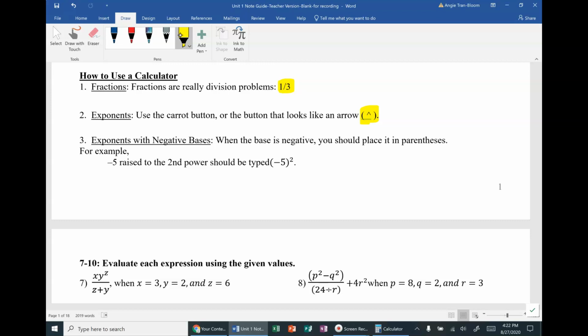Again, the TI, the scientific calculator and the graphing calculator are better because you can type in a lot of it all at once. Now, if you have a negative number, make sure you put quantity around the negative. Okay, so if you don't, it will be very different.